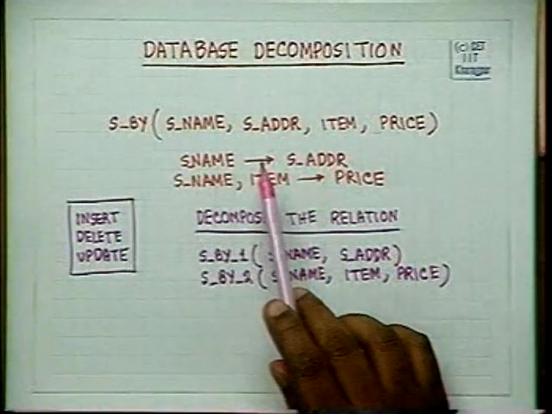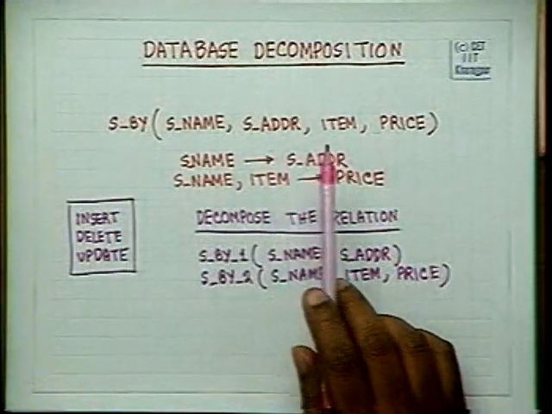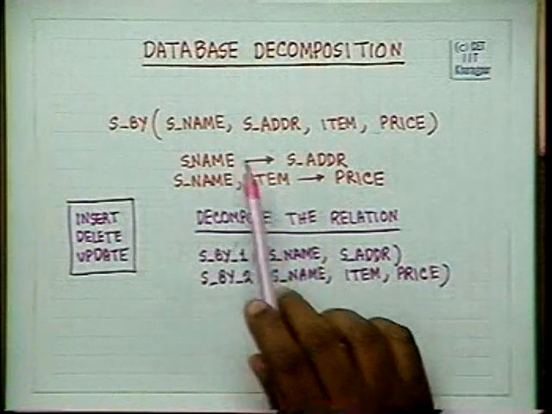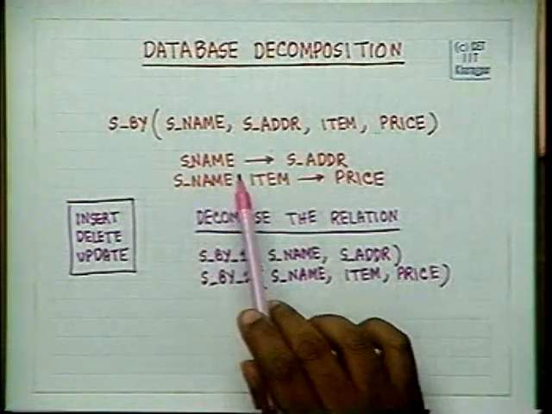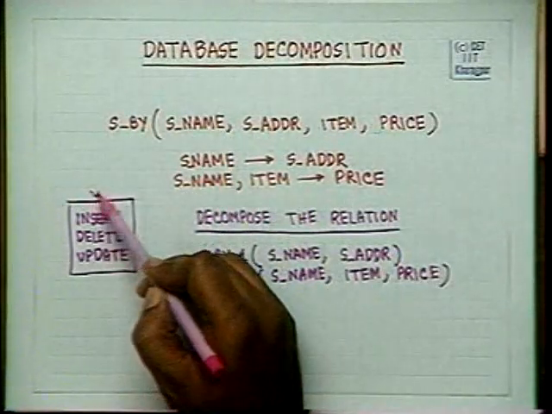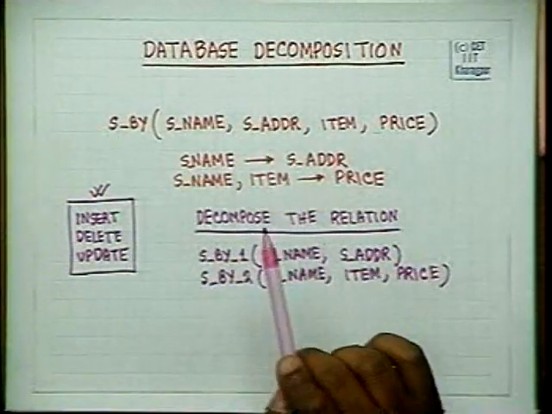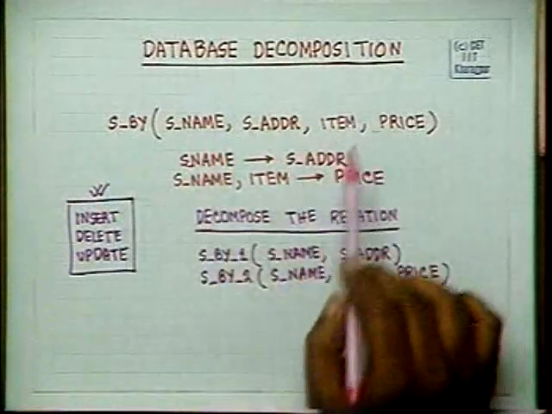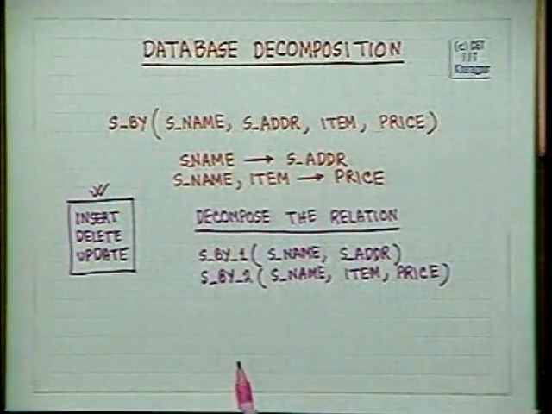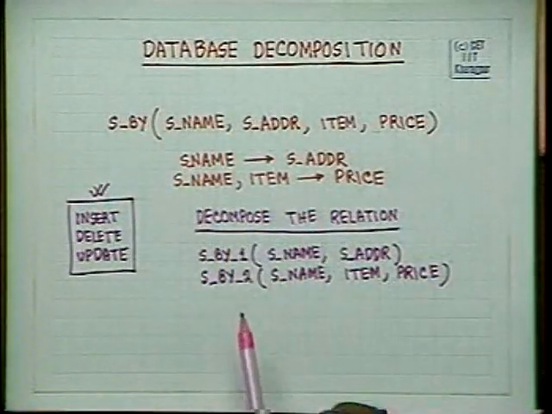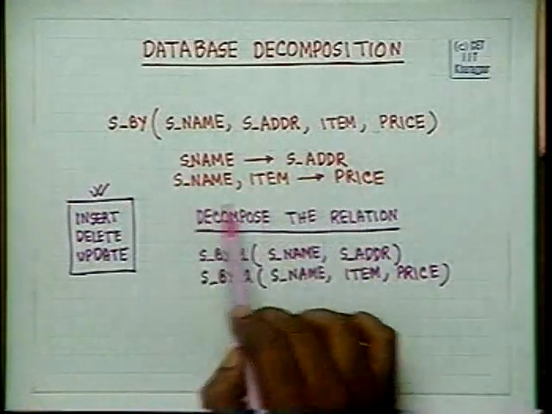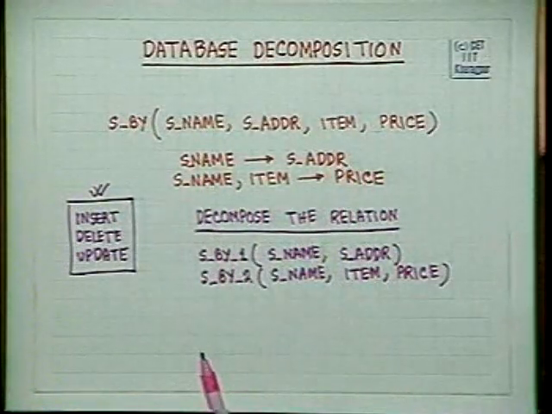Now this is an optimization process and it involves many other factors, but presently we are just studying how to avoid the anomalies and how to prevent redundancy. So we will decompose this into these two sub-schemas, and these functional dependencies will hold on these sub-schemas. Let us take another example.